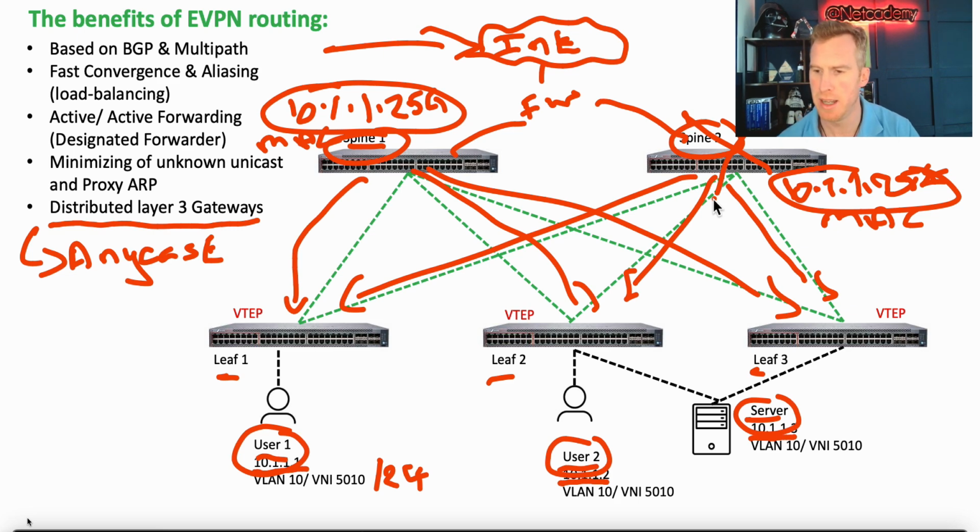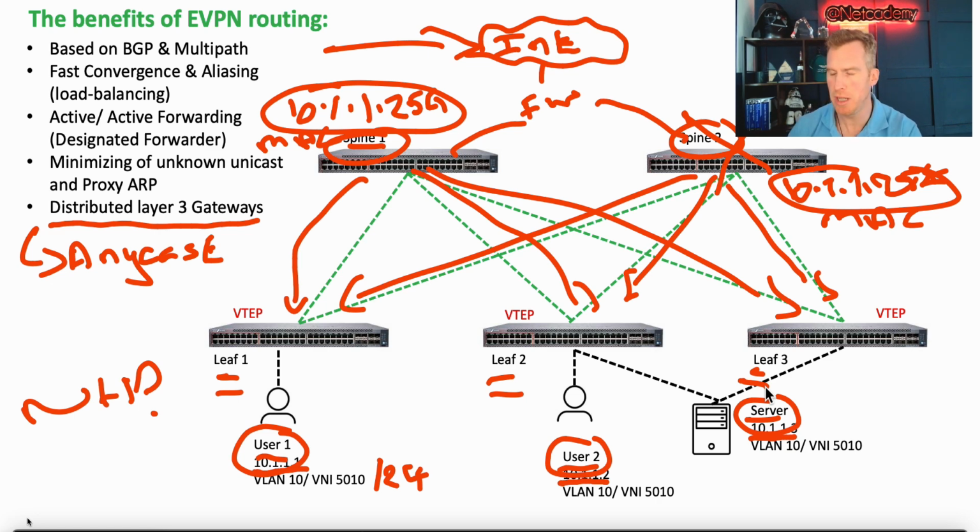But of course there's then the question of the next hop. What are leaf 1, leaf 2 and leaf 3 going to use as their next hops? Because of course spine 1 and spine 2 are going to have different IP addresses, not virtual IP addresses, but different IP addresses in terms of connectivity between the leaves.